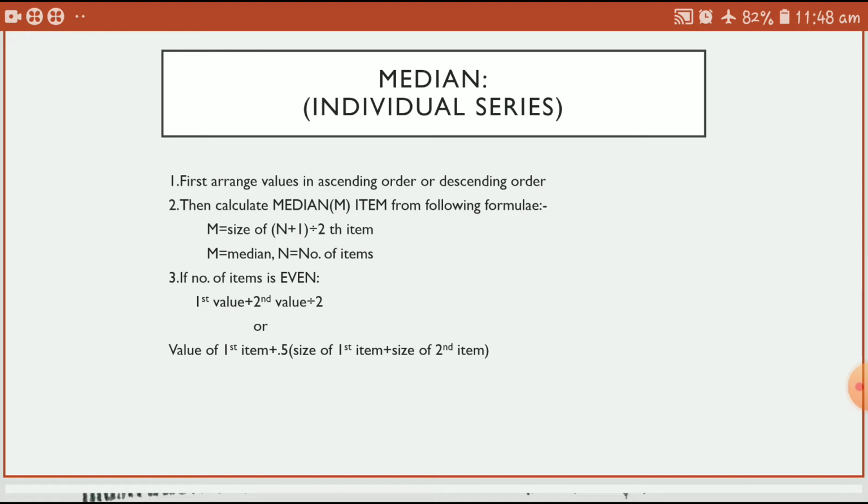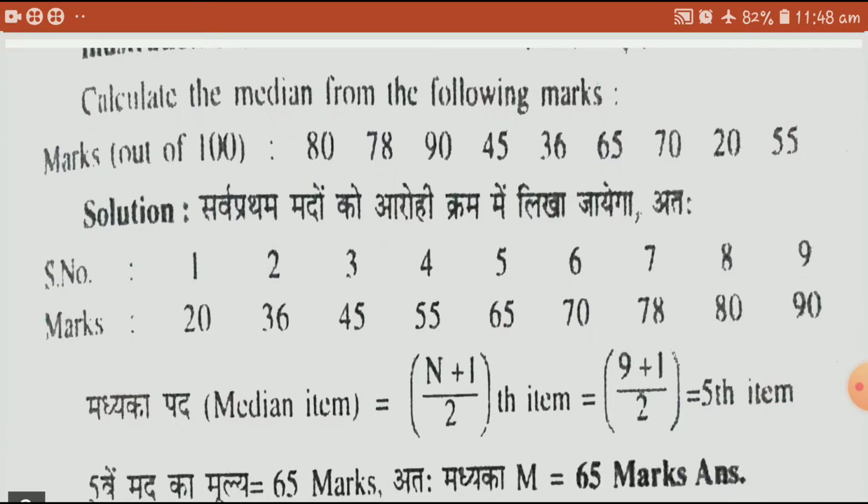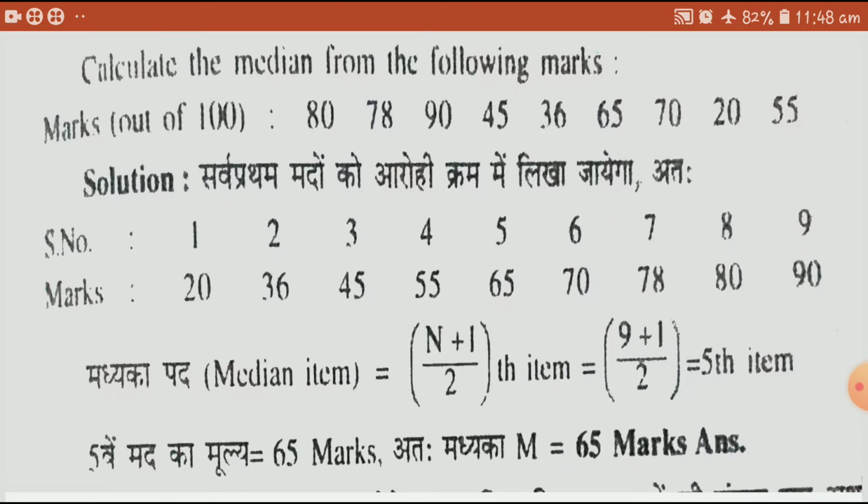I will discuss these formulas through a numerical, so you can get deeper knowledge on this topic. Here is your question: calculate the median from the following marks. This is an individual series. Now how do you recognize the series? Because an individual series has no f. In individual series there is no frequency category; you have only the x category. So here is your question.